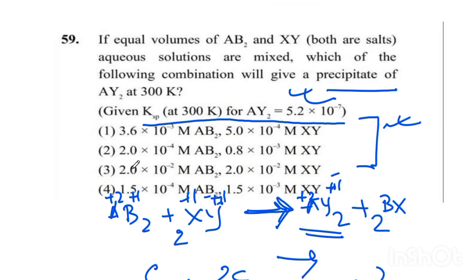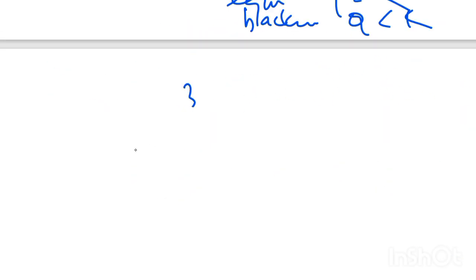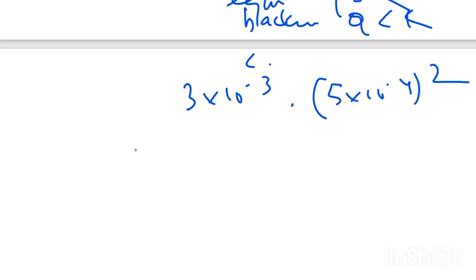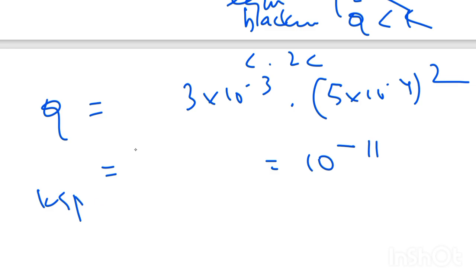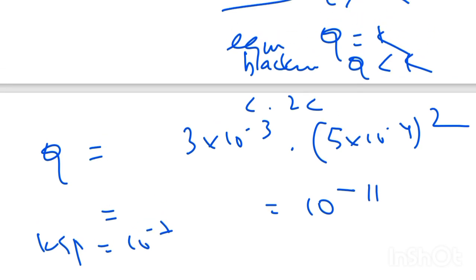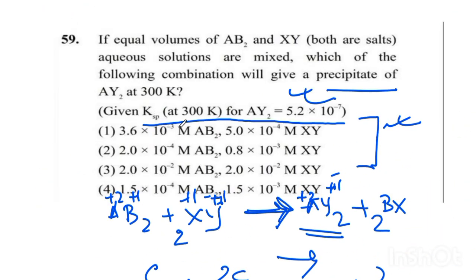(3.6 × 10^-3) × (5 × 10^-4) ... this is squared. Why? Because it is C into 2C. So we are calculating Q. So it comes out to be 10^-11, and Ksp's value was approximately 10^-7, I think. 10^-7, so Q is less.